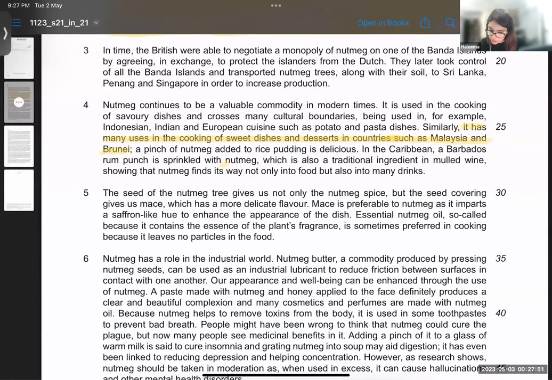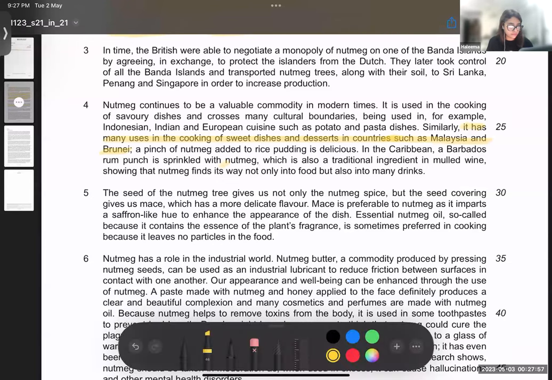Okay, so the first one is going to be where we talk about how it is used in cooking of savory dishes and crosses many cultural boundaries. That's your first one. The second one is going to be about how it has many uses in cooking of sweet dishes. Now, again, for whoever is still confused about examples, a pinch of nutmeg added in rice pudding is delicious. This point is not a content point. It is an example. Okay.